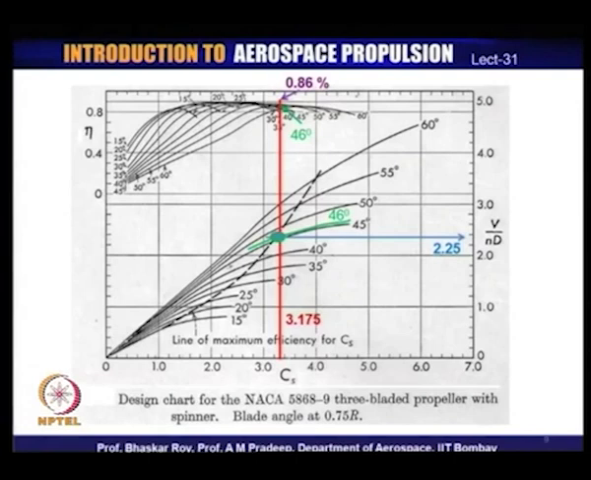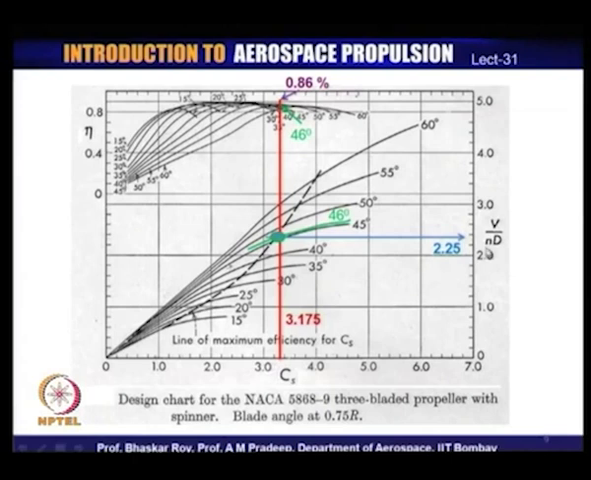Now, if we look at a typical 3 bladed propeller using NACA aerofoils, with the blade being considered at 0.75 R, and look at these blade characteristics, what we see here is the speed power coefficient Cs shown in the x axis.